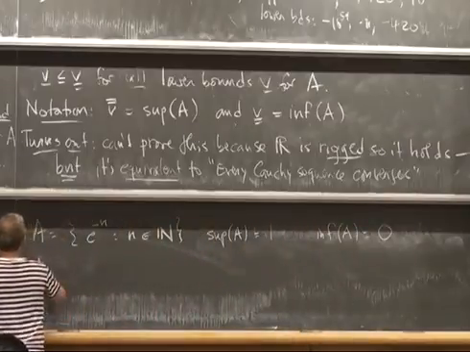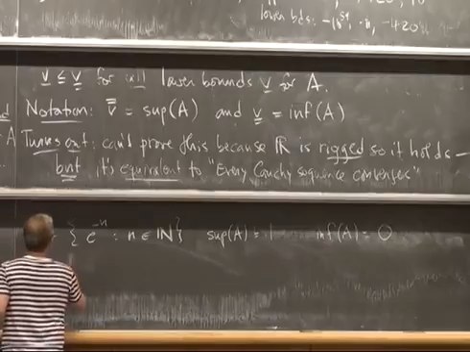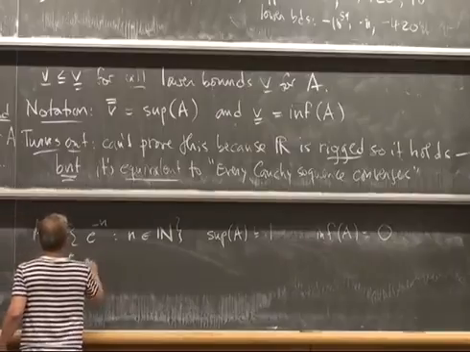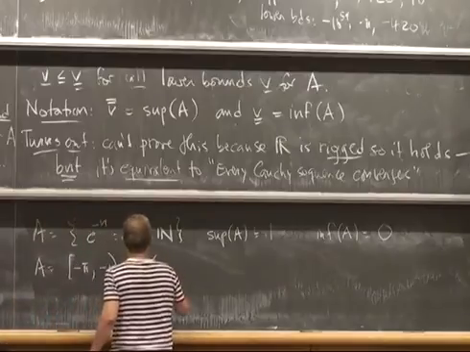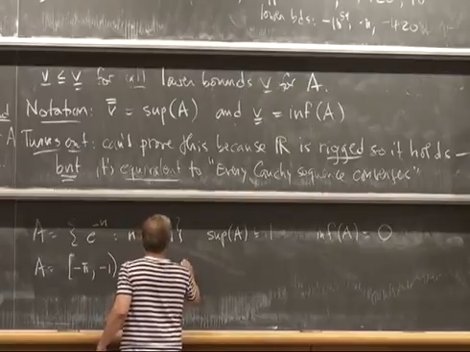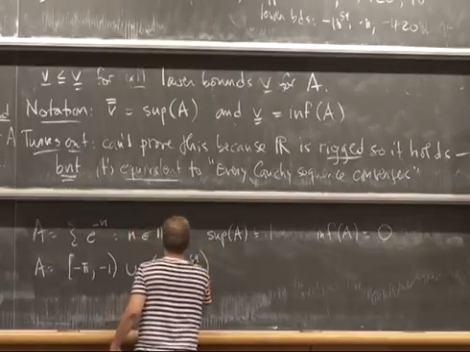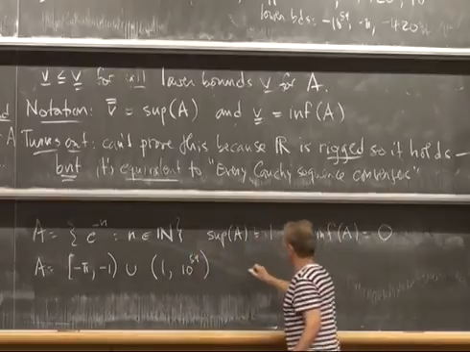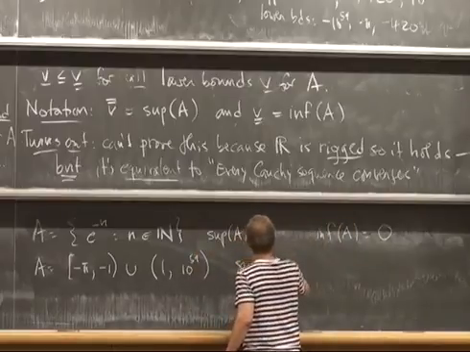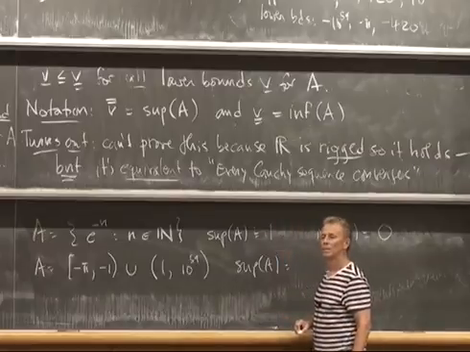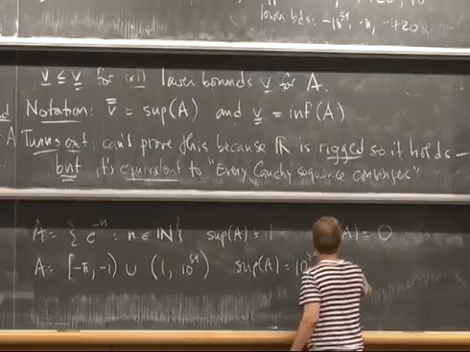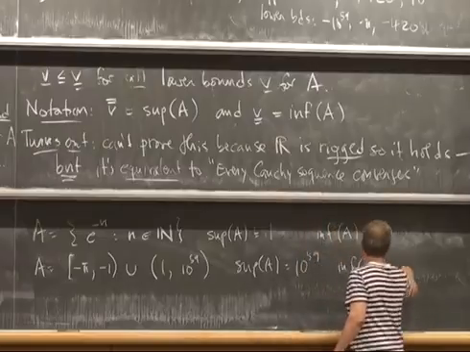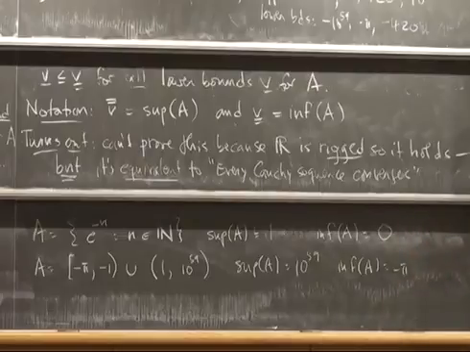How about this one? A equals the union of two intervals. How about the interval minus pi to minus 1 union with the interval 1 to 10 to the 59th? Open interval. What is the sup of A? Say it louder. Yeah, 10 to the 59th. What is the inf of A? Okay, so you understand all this stuff really well, infs and sups and everything.